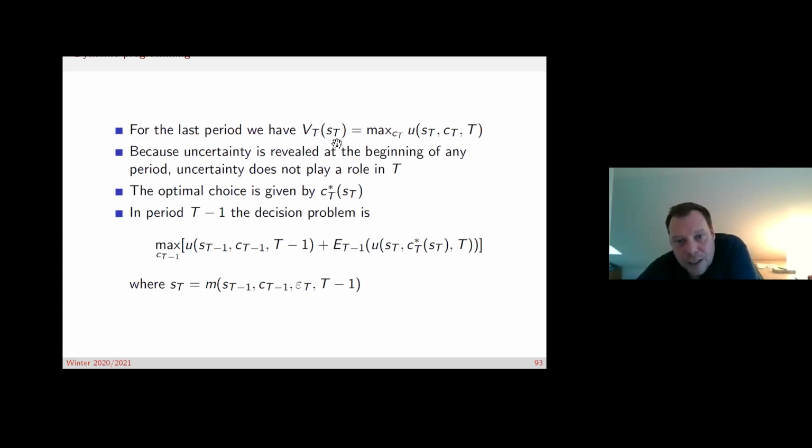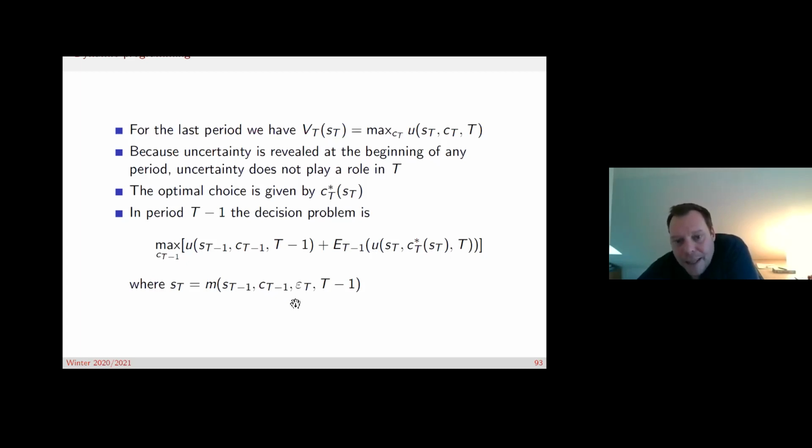So I could use this and plug this in here, because this expression is by definition V capital T of S capital T. But capital S T is just a function of the shock. So I know optimally what to do. I can calculate this function. I know what this is. And then I can plug in this S T, and then I know basically what to do next.